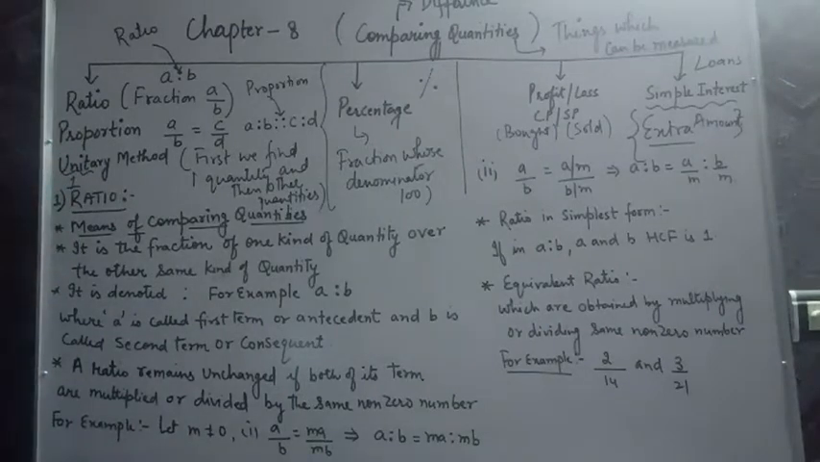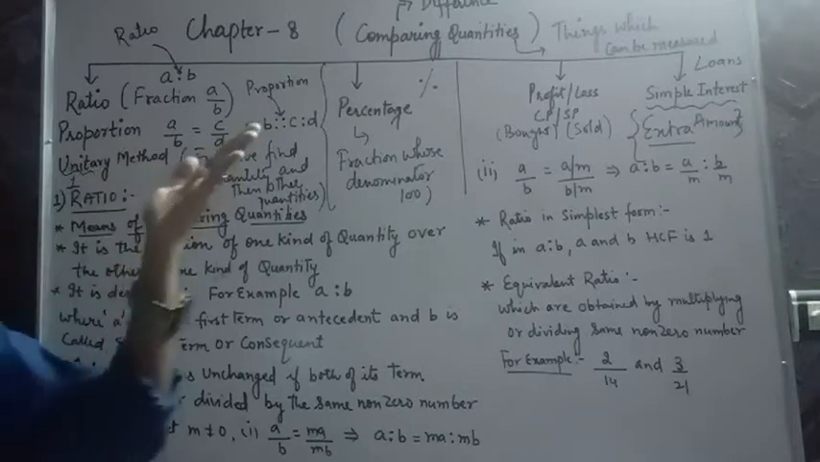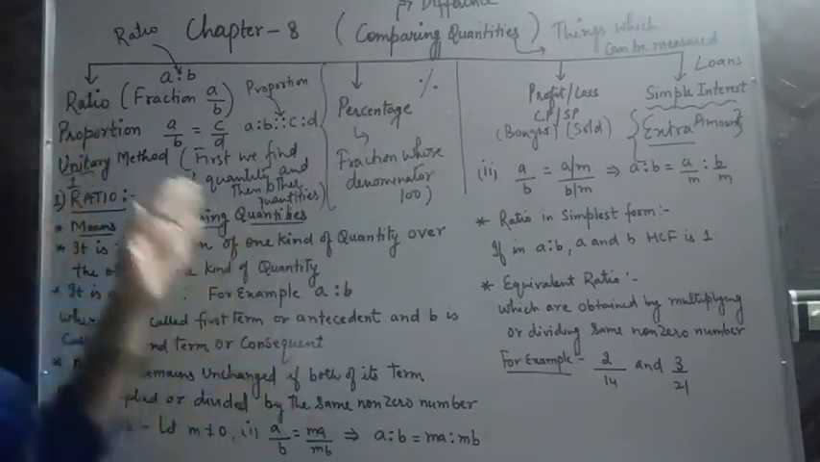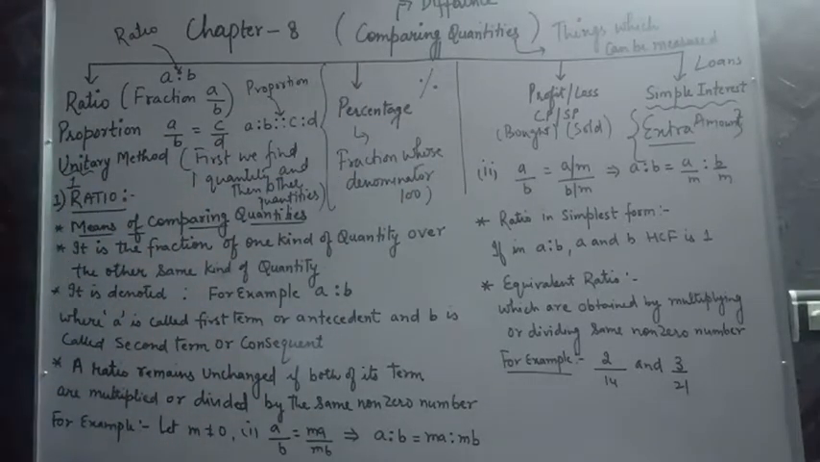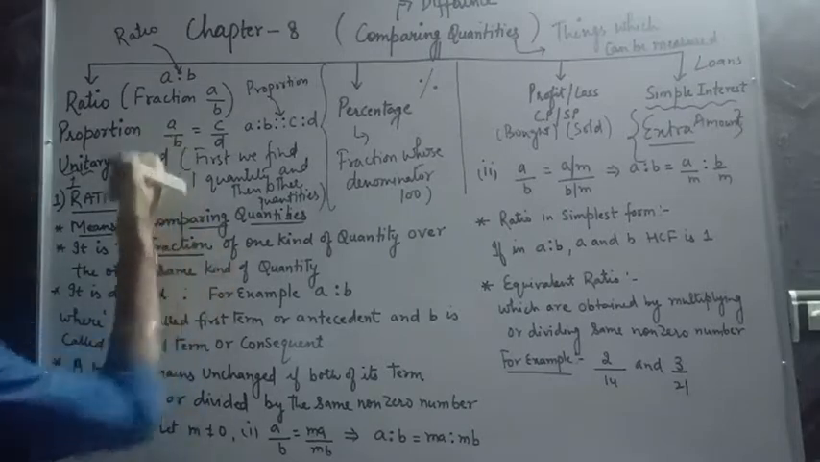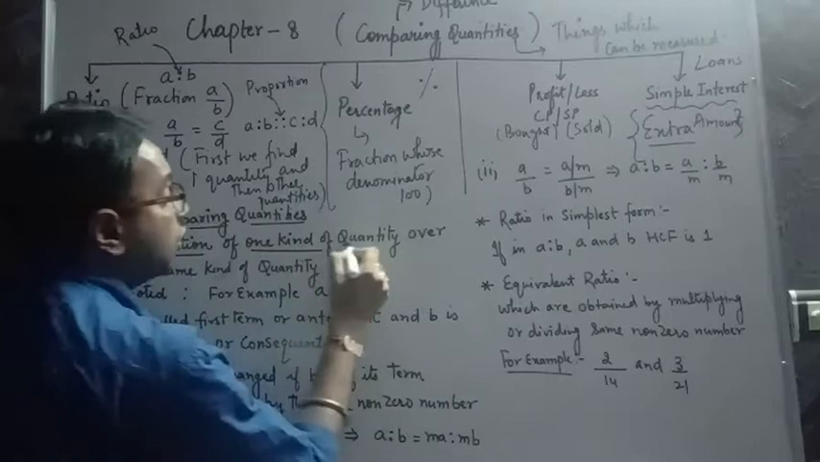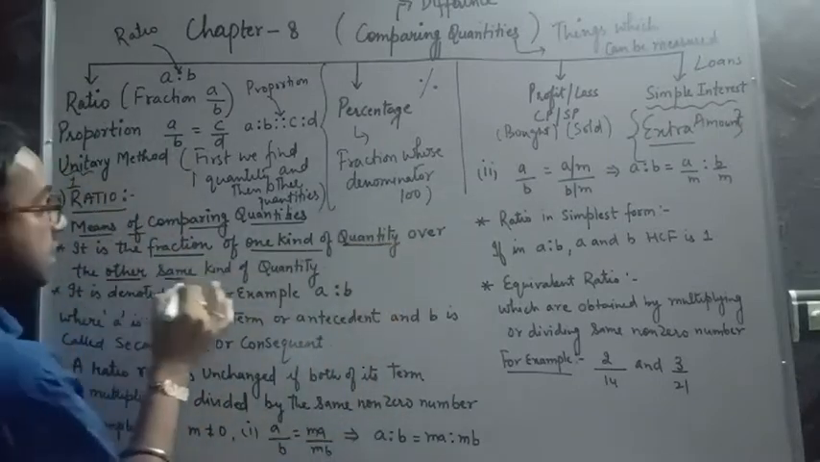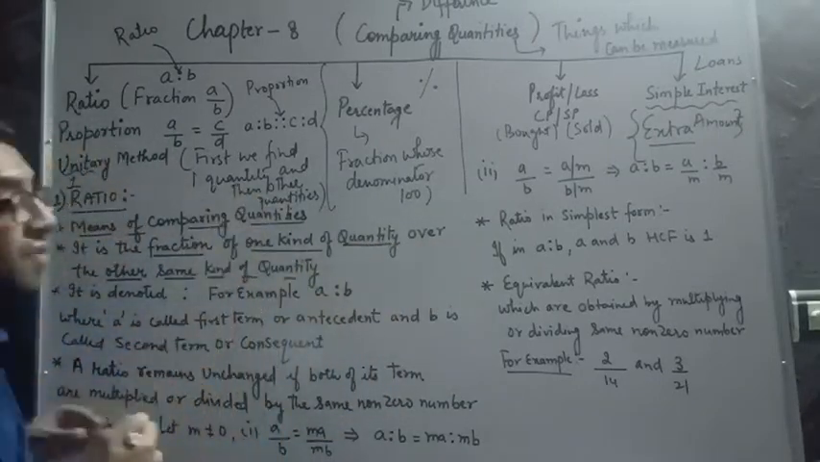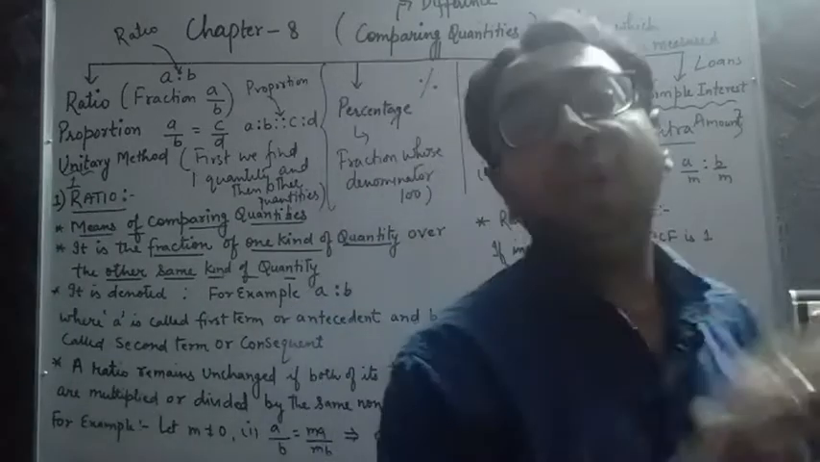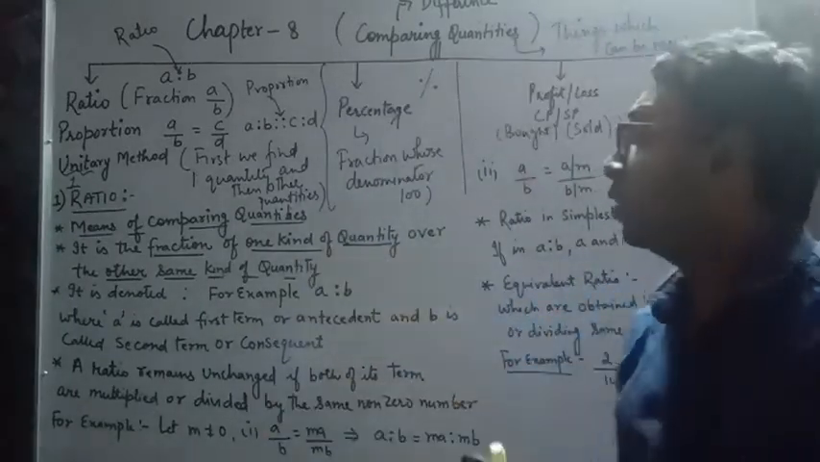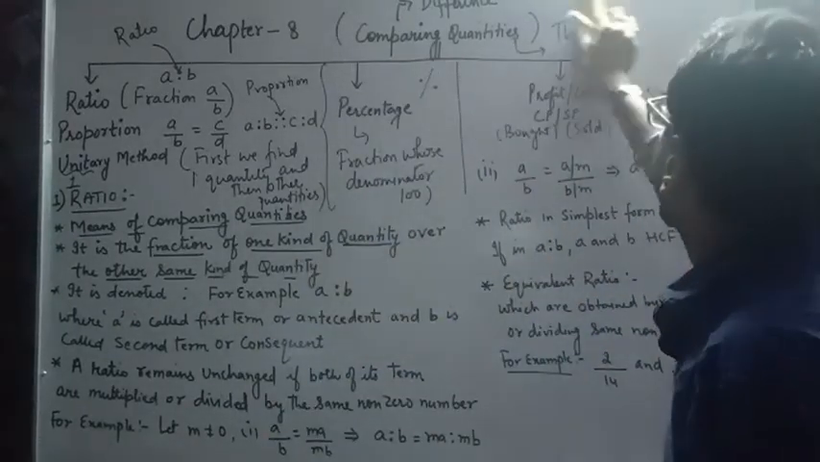We have proportion also, we have the unitary method also, we have percentage also, we have profit and loss. So they are the methods of comparing. But the first thing is ratio. It is a fraction, very important, I have already discussed. Fraction means A by B form of one kind of quantity over the other of the same kind of quantity. Very, very important.